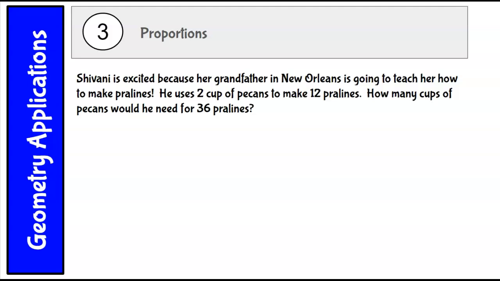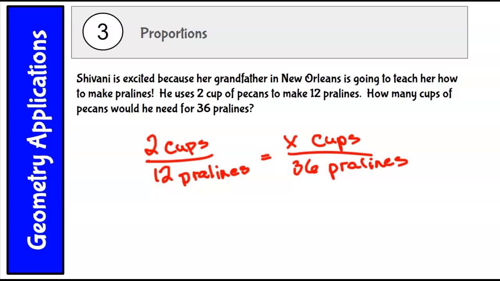Now, if it's not proportional, there'll be something that you multiply plus something that you add or subtract. So there'll be another term that will go into figuring out the pralines. But with this kind of situation, all I would do is multiply the pecans by 6 to get the pralines. And so that's what makes it a proportion. Once you determine that it's a proportion, you can write the equation. It looks like this. 2 cups per 12 pralines equals we don't know how many cups per 36 pralines.